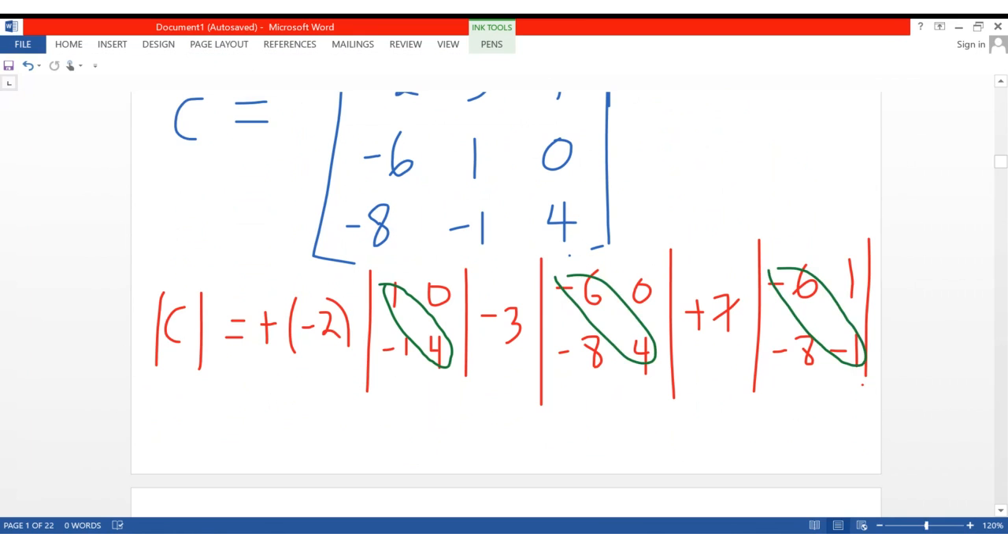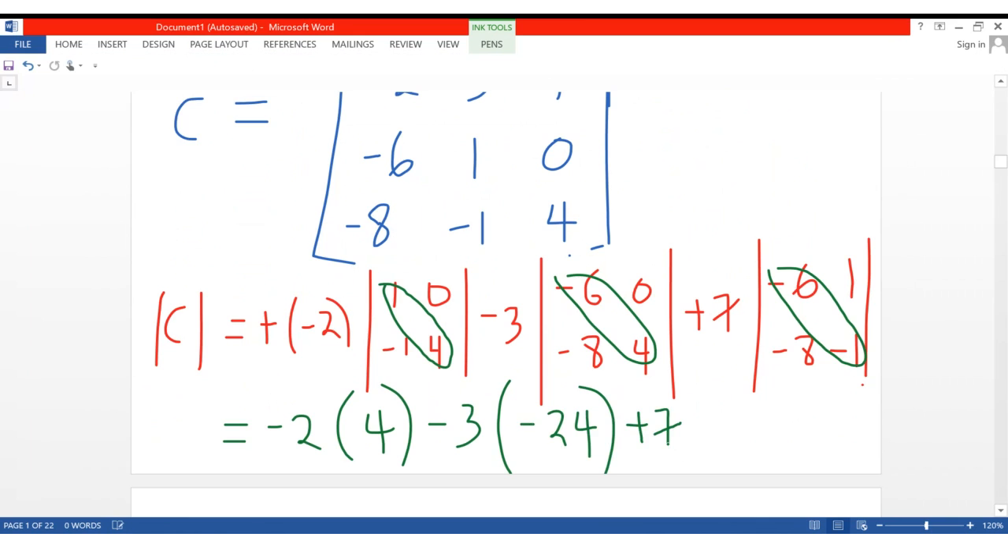So this one will get negative 2. That is 4 minus 0, you still end up with a 4. Then negative 3. Using a calculator, that is negative 24 minus 0, you still get negative 24. And then plus 7. The other one is negative 6 times negative 1, that is 6. 6 minus 8, we are getting 14.